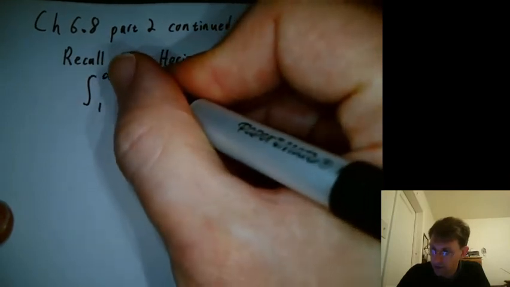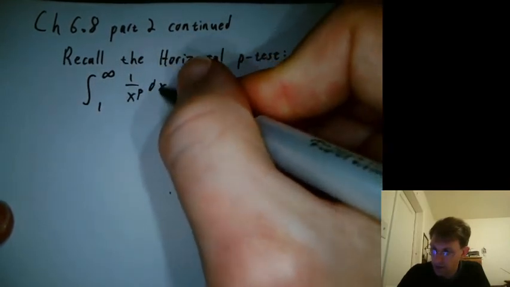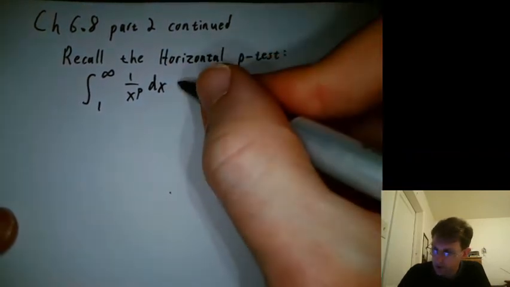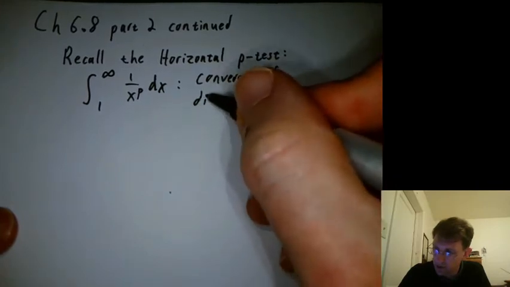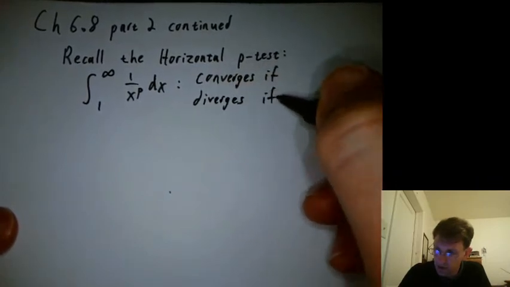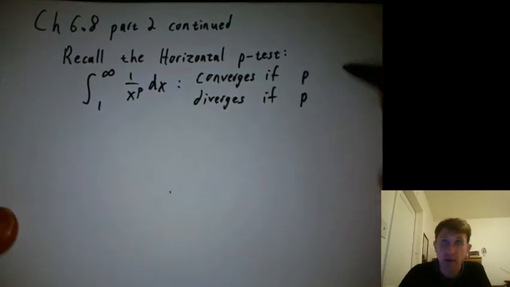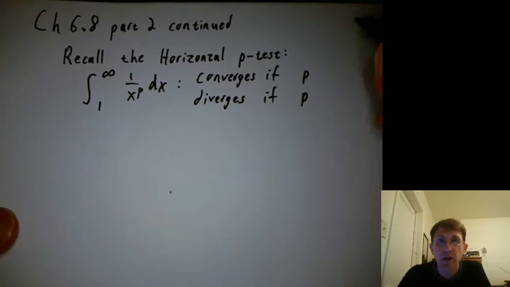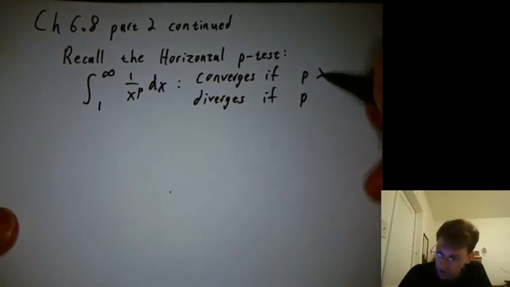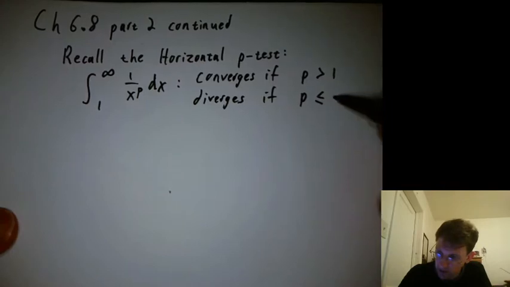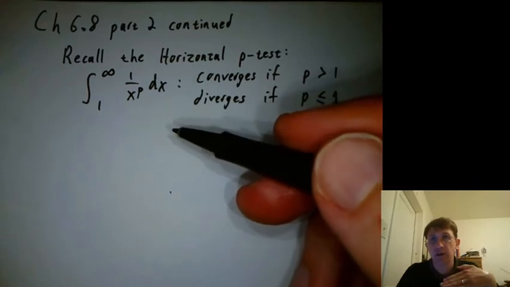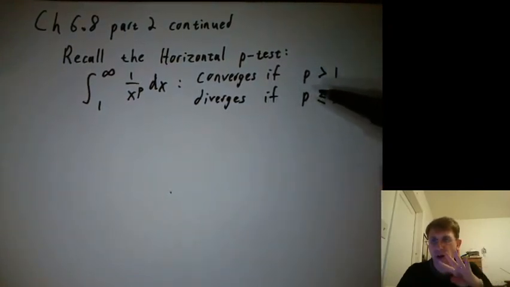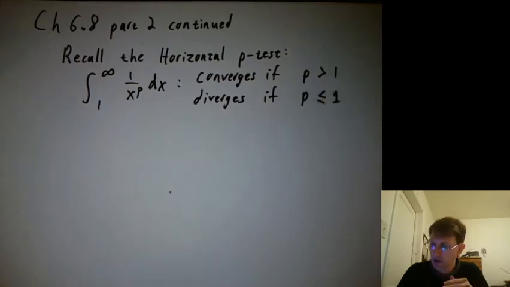All right, so the integral from 1 to infinity of 1 over x to the p dx does what? Converges or diverges if p is less than 1, greater than 1, equal to 1, what? It converges if p is greater than 1 and diverges if p is less than or equal to 1. Remember, 1 over x squared is actually less than 1 over x, and 1 over x is kind of like the boundary between converging and diverging integrals for p-test stuff.